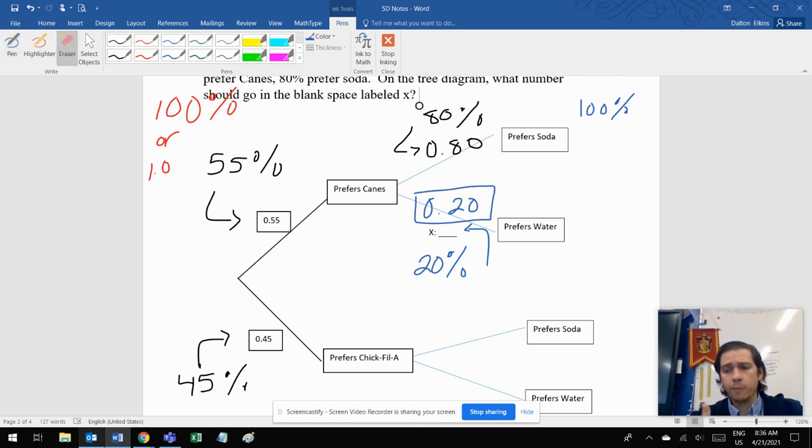So the rule is that your branches at each stage should sum to 100%, which obviously should make some form of sense, right? If we're looking at data, we should total it to be 100%. We're not going to ignore some amount of data. So 80% of the people who prefer Cane's like soda, 20% of the people who prefer Cane's prefer water. So in this little blank spot labeled X, I'm going to put 0.20 to represent the 20%.